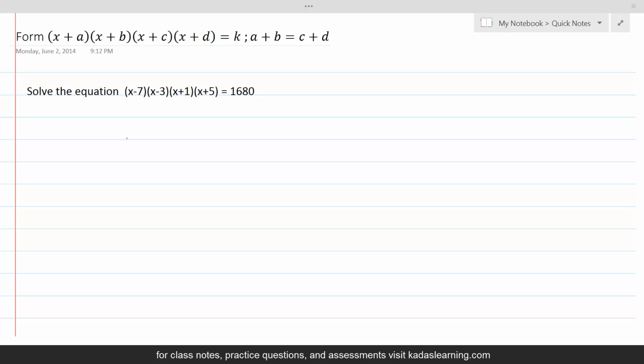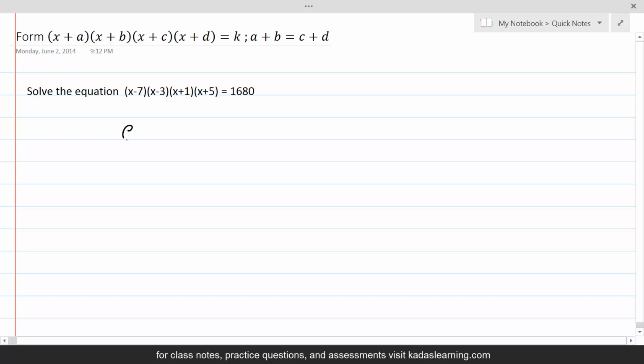Equations of the given form are not quadratic, but these equations can be reduced to a quadratic equation by making some adjustments. We'll illustrate the procedure of reducing these kind of equations to a quadratic equation with the help of an example.